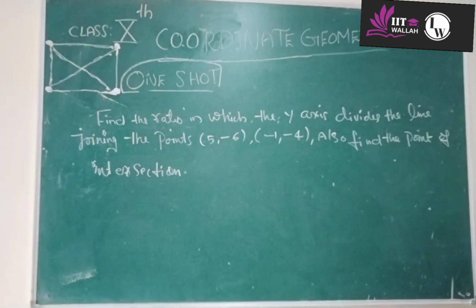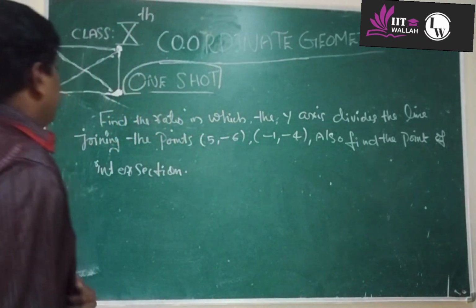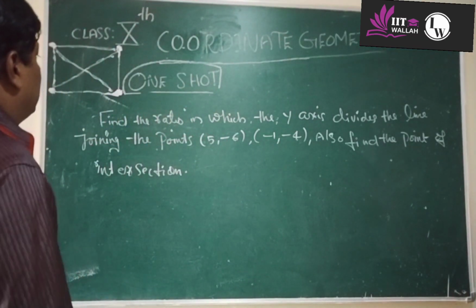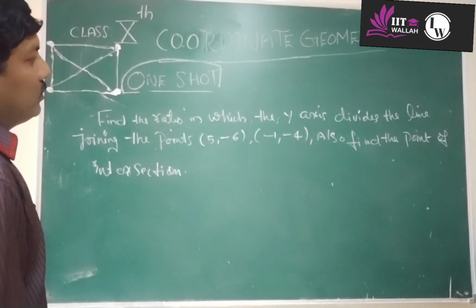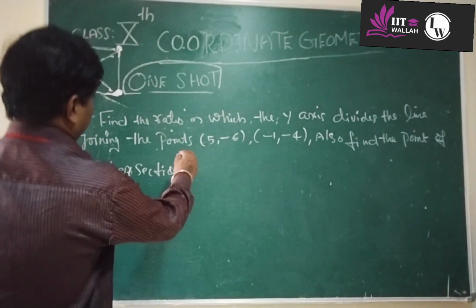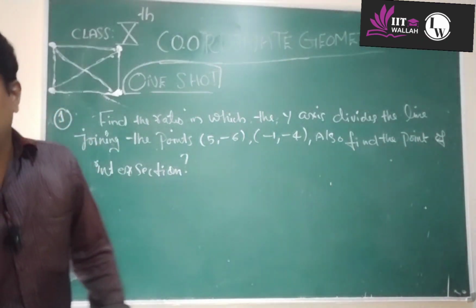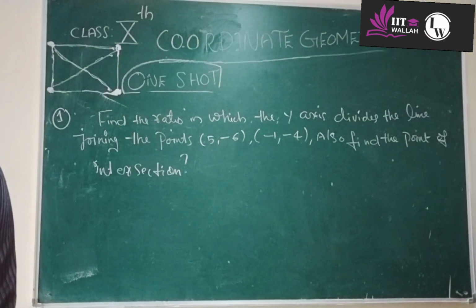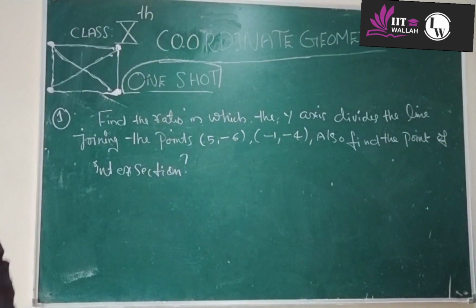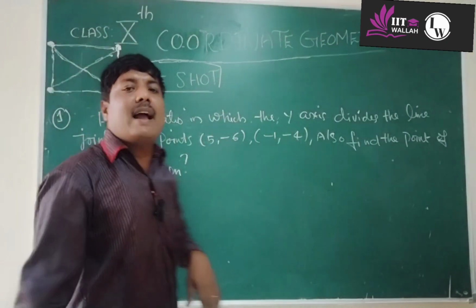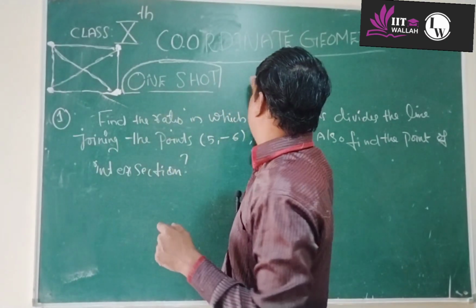Find the ratio in which the y-axis divides the line joining the points 5, minus 6 and minus 1, minus 4. Also find the point of intersection. This is the question. This is also an important question. So first, if we are asked to find the ratio in any question, we always take the ratio k is to 1.